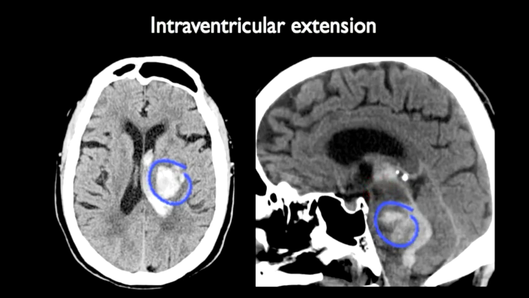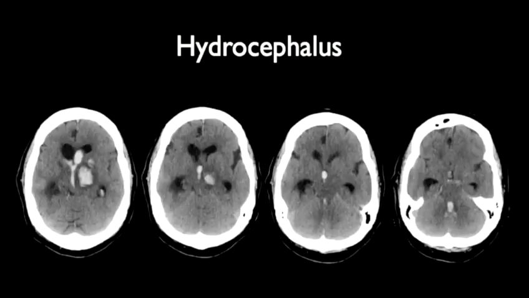When such extension occurs, it is not surprising that obstructive, non-communicating hydrocephalus develops, as is seen in this case, with marked prominence of the temporal horns and some early transependymal edema. The overlying sulci are also effaced.